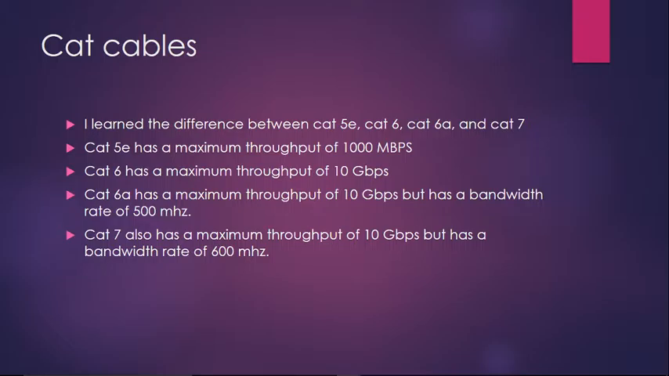First, Cat cables. I learned the differences between all of them. It was really helpful since I need Ethernet/Cat cables to play video games. Cat 5e has a maximum throughput of 1000 megabytes, or 1 gigabyte per second. That's a pretty standard one used by gamers now. The Cat 6 has a maximum throughput of 10 gigabytes, 6A 10 gigabytes, but a bandwidth rate of 500 megahertz. And the Cat 7 has a bandwidth rate of 600 megahertz.